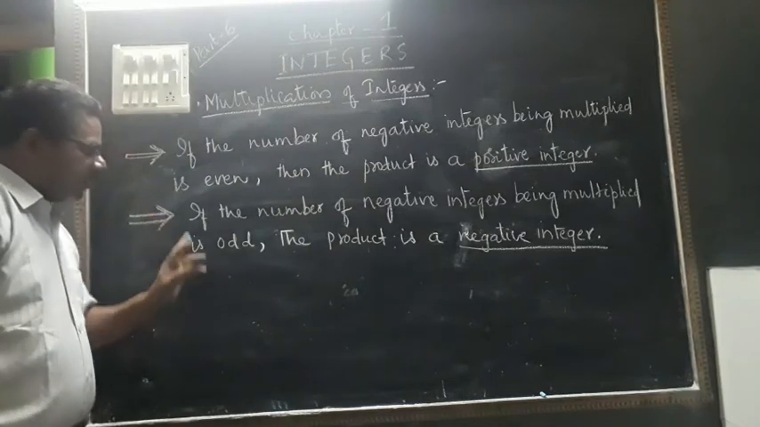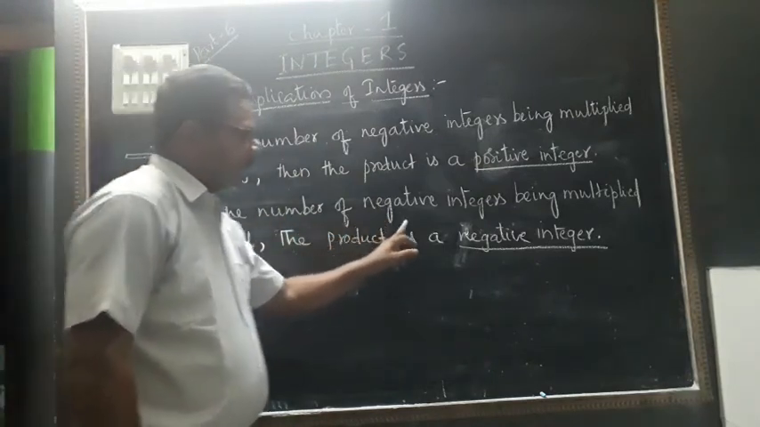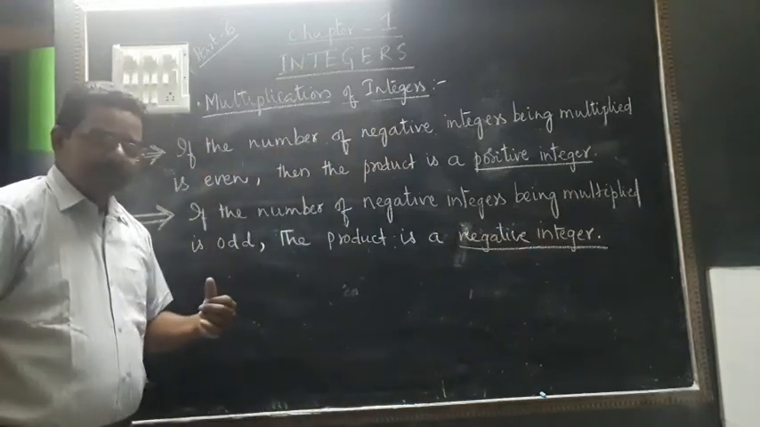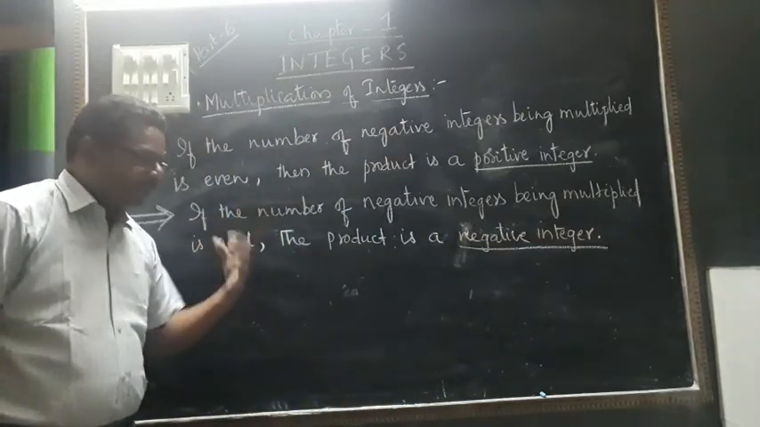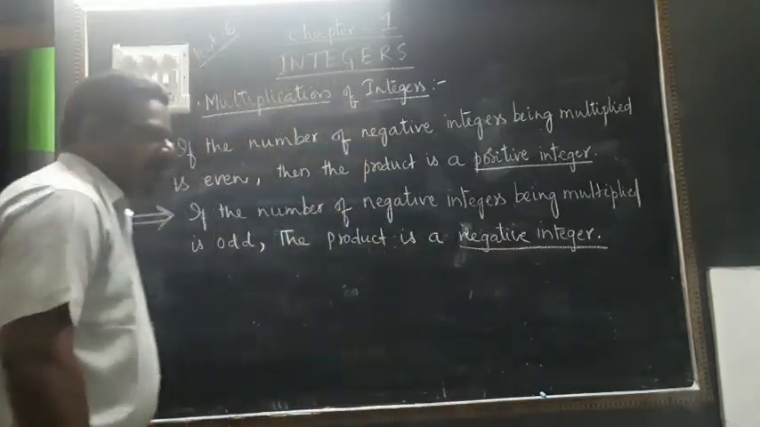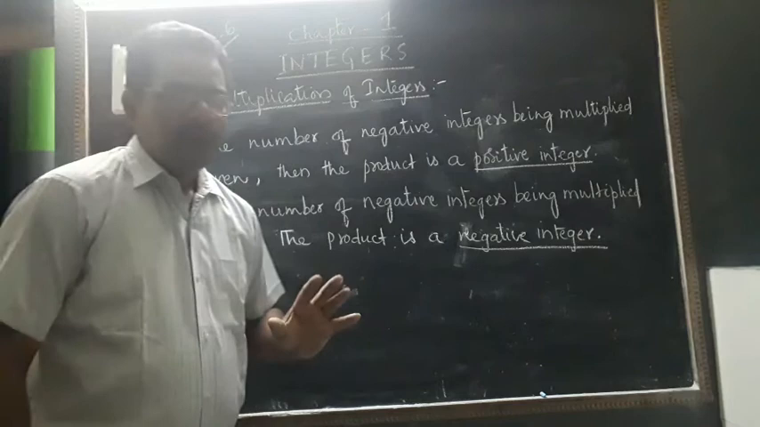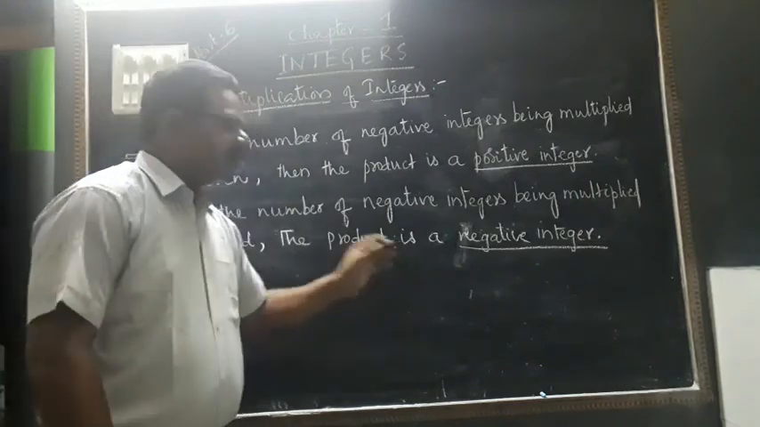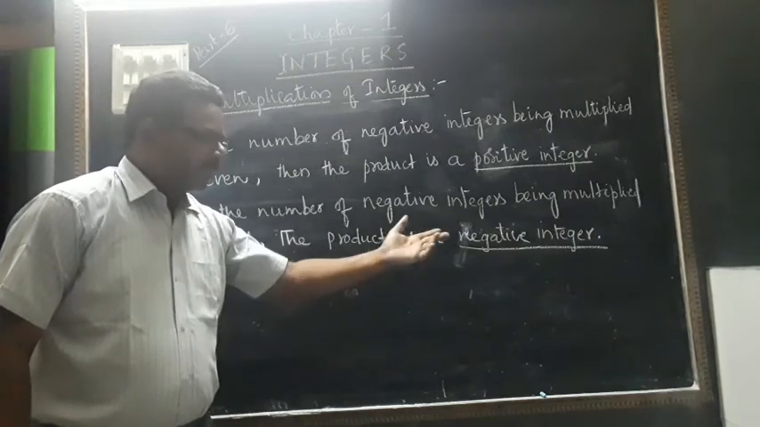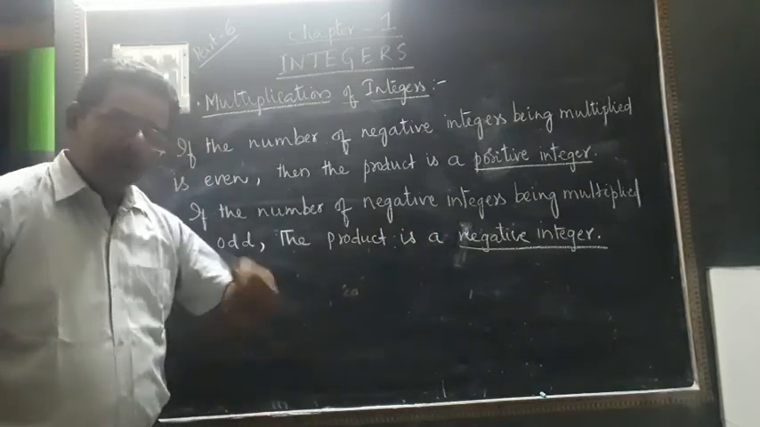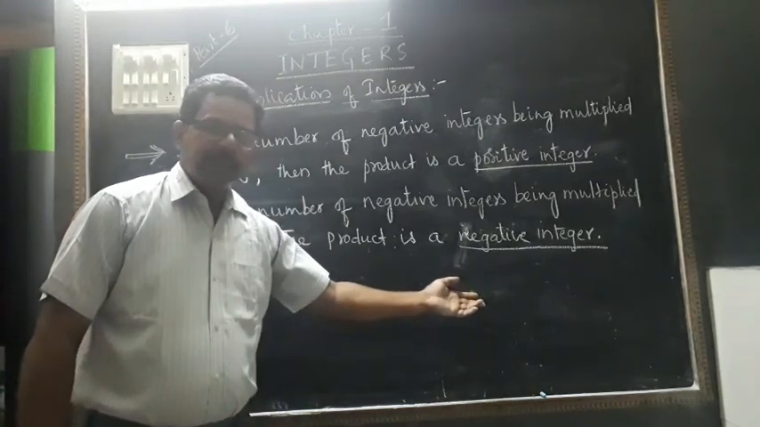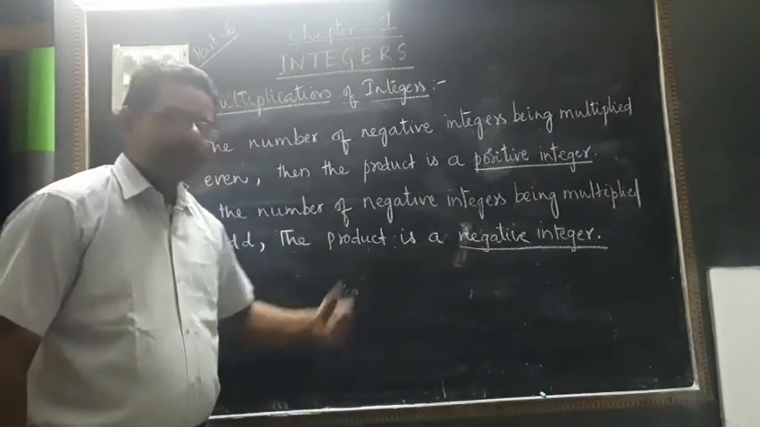And the second one, if the number of negative integers being multiplied is odd, the product is a negative integer. Suppose I have taken 5 negative integers. I asked you to multiply 5 negative integers. What will be the resultant symbol? That is negative, minus. I have taken 7 negative integers and multiplied them. The resultant integer symbol is negative.